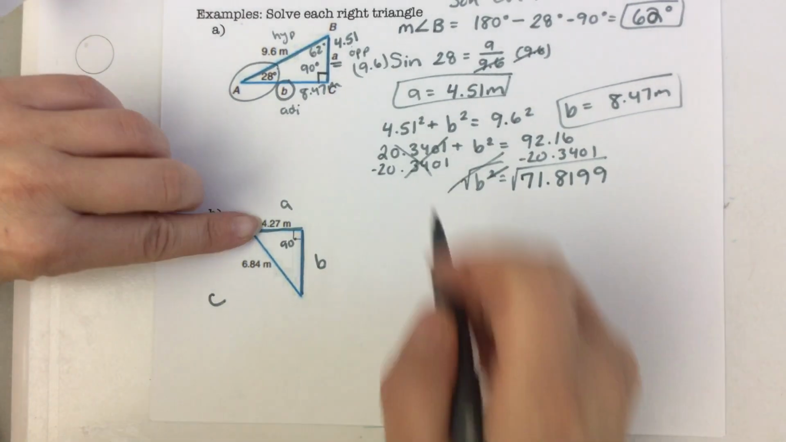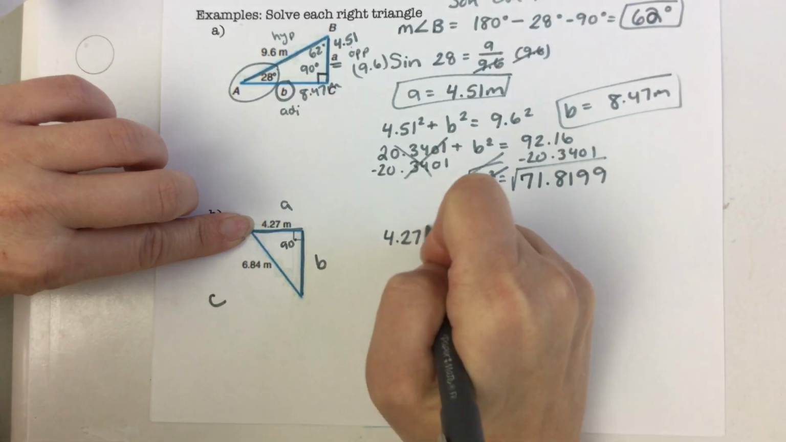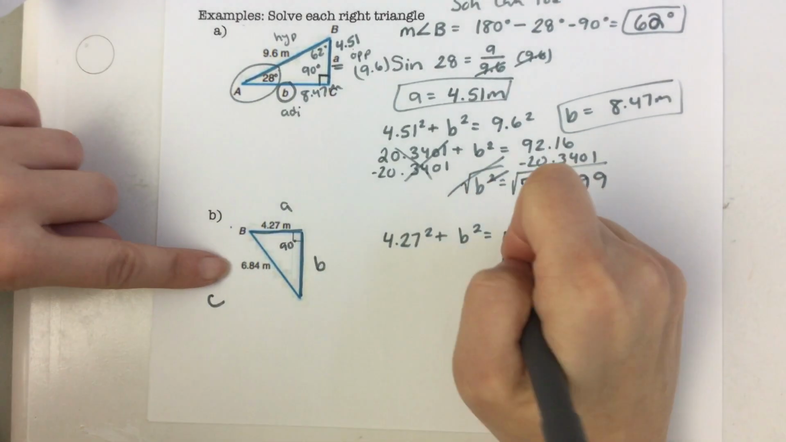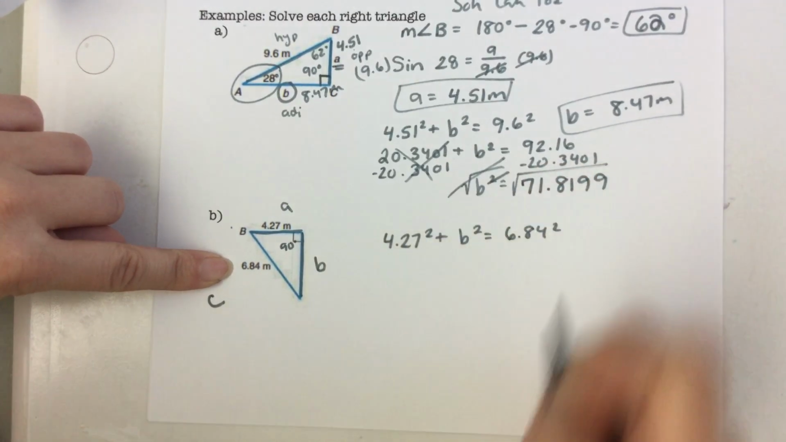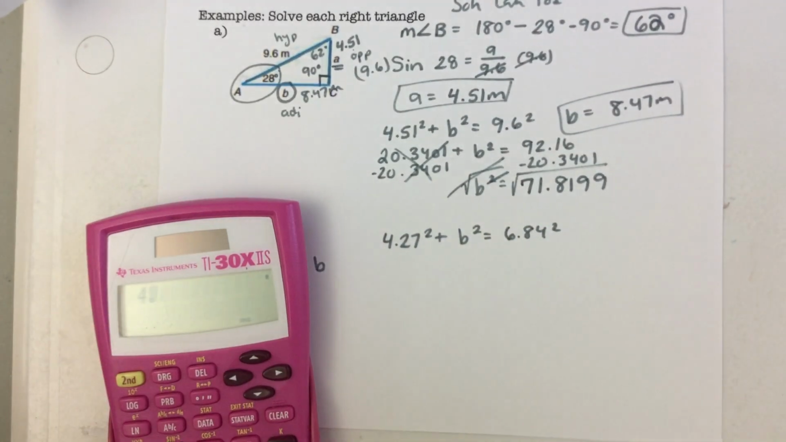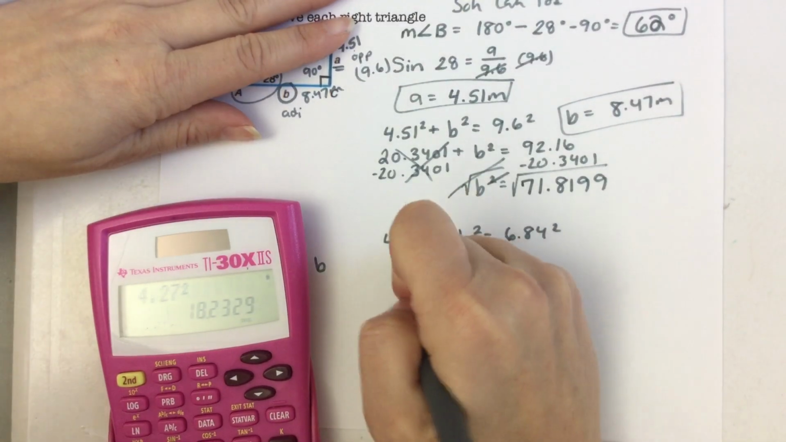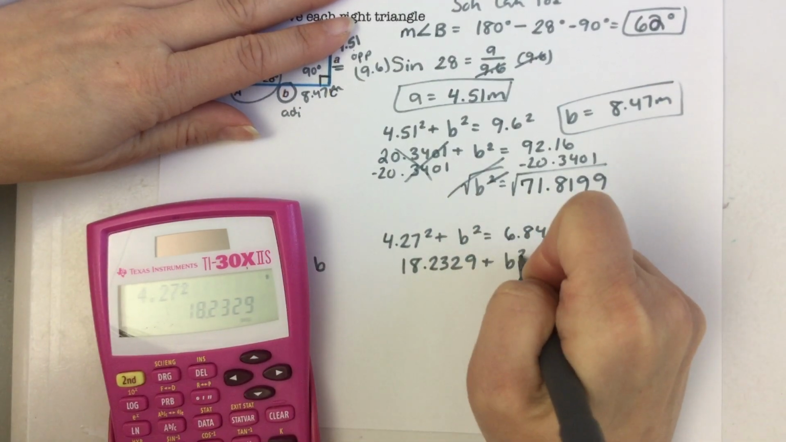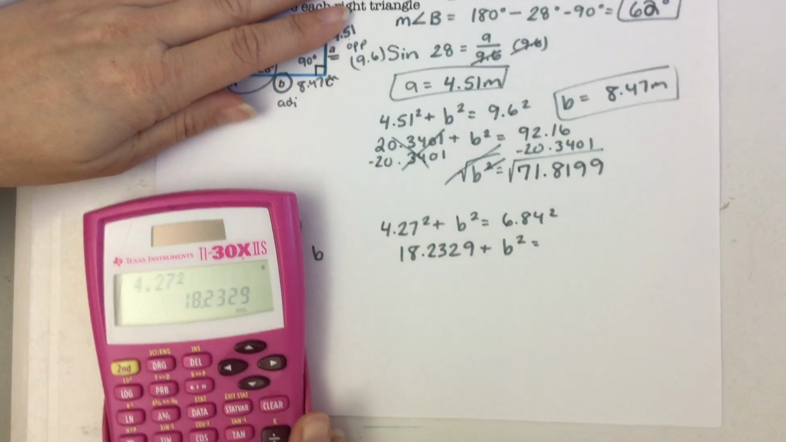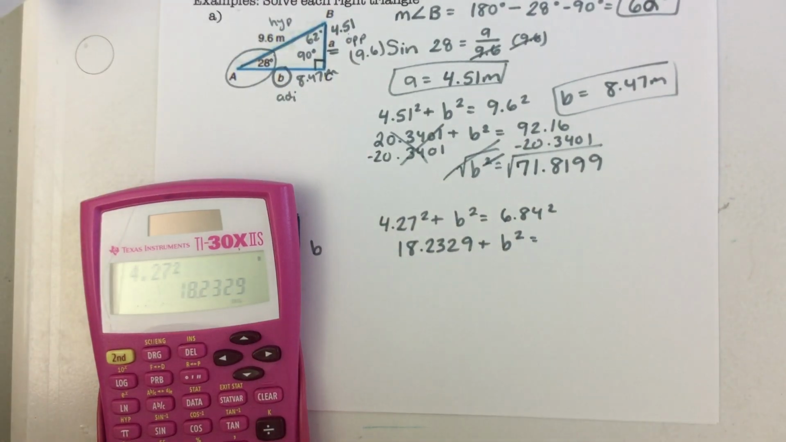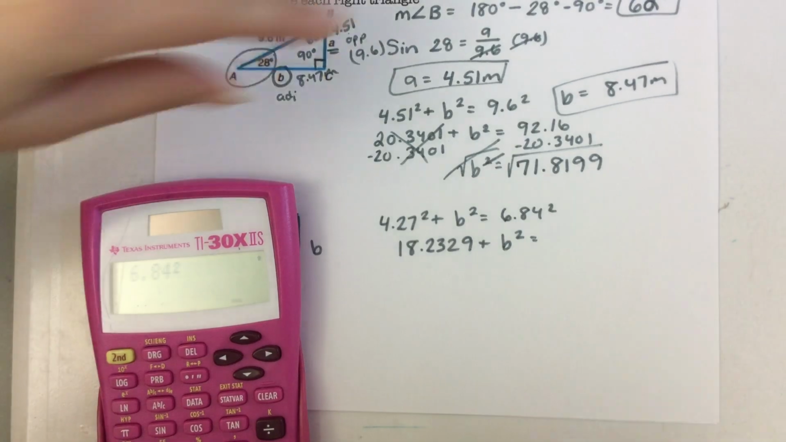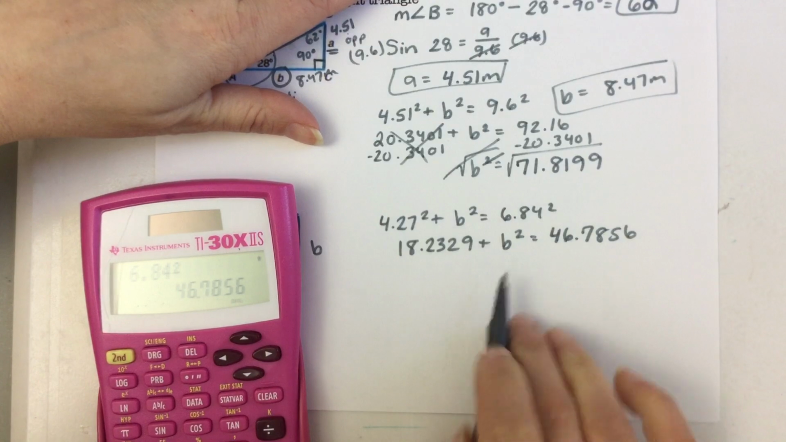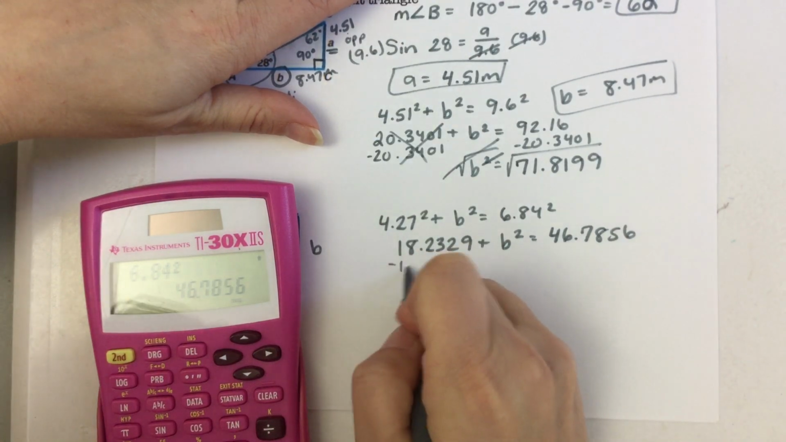Pythagorean theorem. A, 4.27 squared, plus B, we don't know, so B squared equals C, 6.84 squared. I go ahead and do the math. 4.27 squared is 18.2329 plus B is our variable. You can't calculate B squared in the calculator because we don't have a numerical value. 6.84 squared is 46.7856.